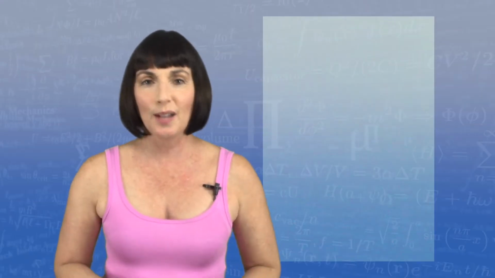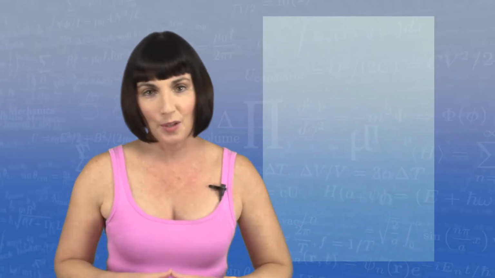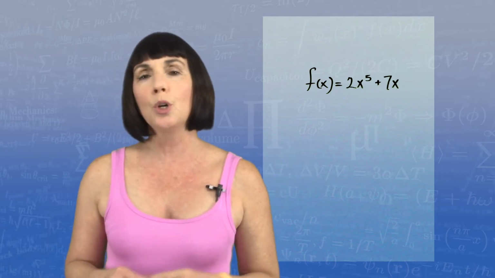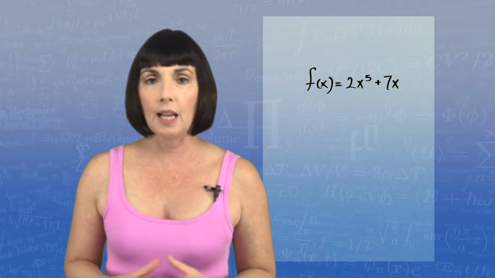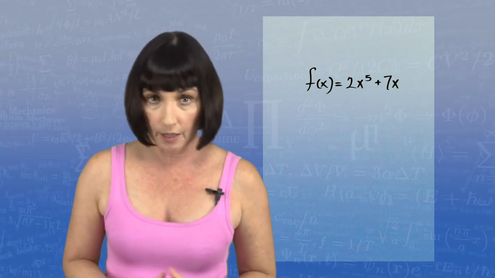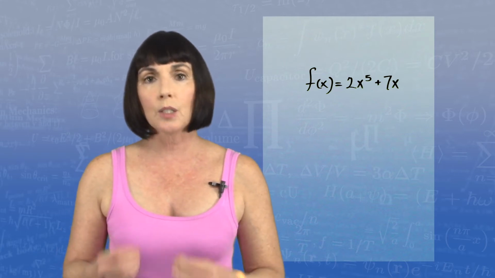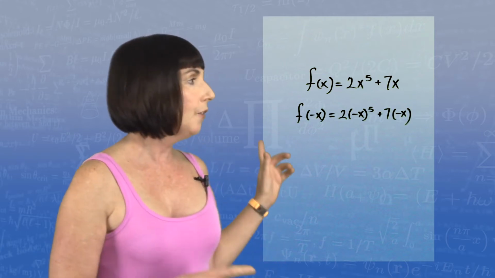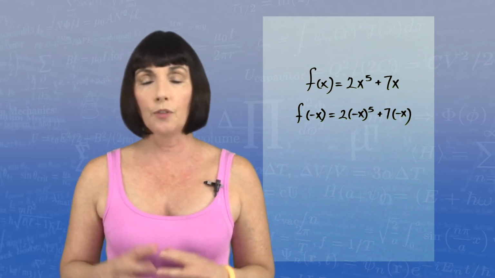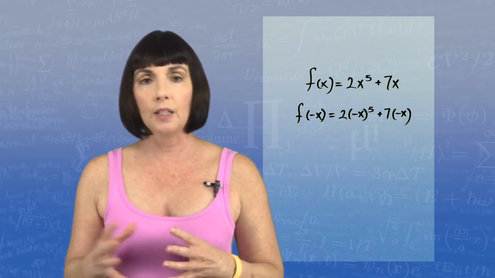Okay, let's do an example and make some sense out of those definitions. So I have a function here, f of x is equal to 2x to the fifth plus 7x. So let's determine if this function is odd, even, or neither. So I'll replace x with negative x. F of negative x is equal to 2 times negative x raised to the fifth plus 7 times negative x.